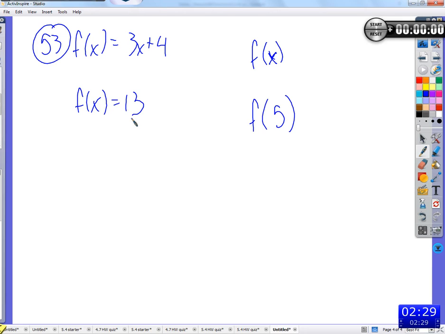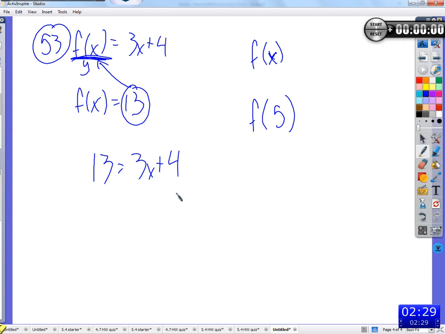Y is the output. F of x represents the output of the function, so does y, they represent the same thing. So this goes right there in for f of x. So 13 equals 3x plus 4. But in 53, 52, would you put the 5 in for both the x's or just for the y?